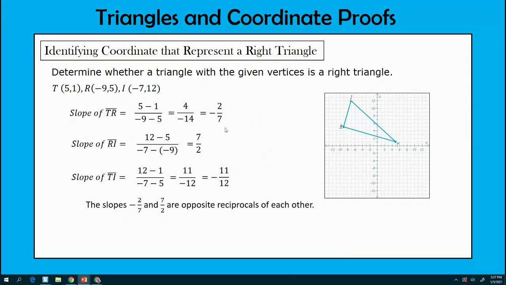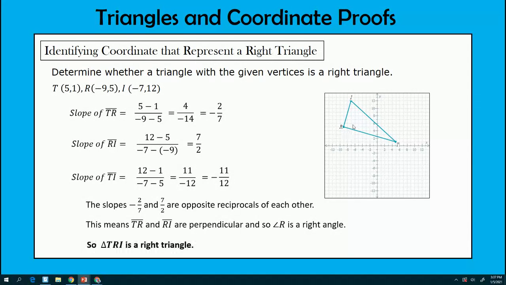And what we can see is we got a slope of negative 2 sevenths and a slope of 7 over 2. Those are opposite reciprocals. So that means this TR slope and RI slope are perpendicular to each other. So therefore, angle R is a right angle, which means triangle TRI is a right triangle. That's the process we have to go through to prove that.